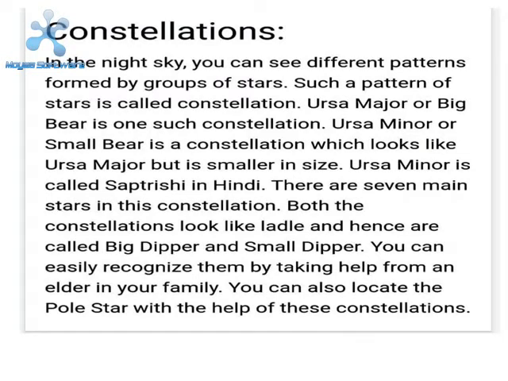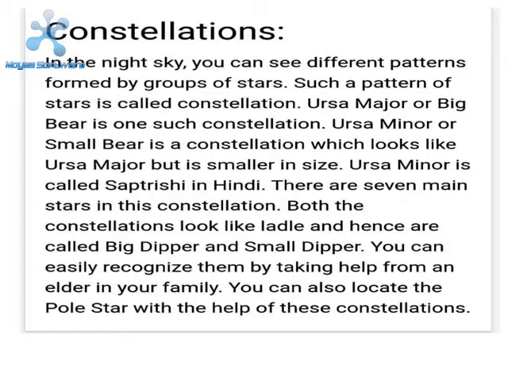Constellations. In the night sky, you see different patterns formed by groups of stars. So we can say that constellations are groups of stars and they form different patterns in the sky. So this is known as constellations. Such a pattern of stars is called a constellation. Ursa Major or Big Bear is one such constellation. As I have told you earlier also, a group of stars forming a different pattern in the sky is called a constellation in easy language.